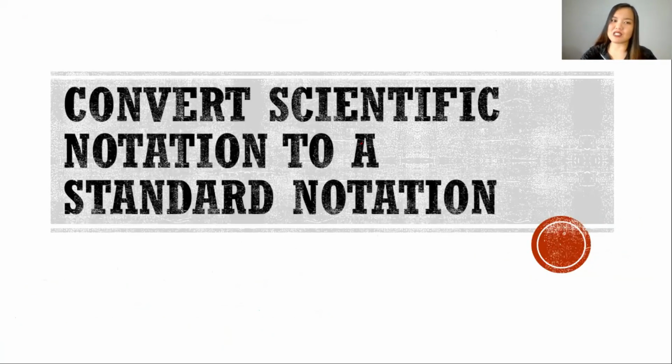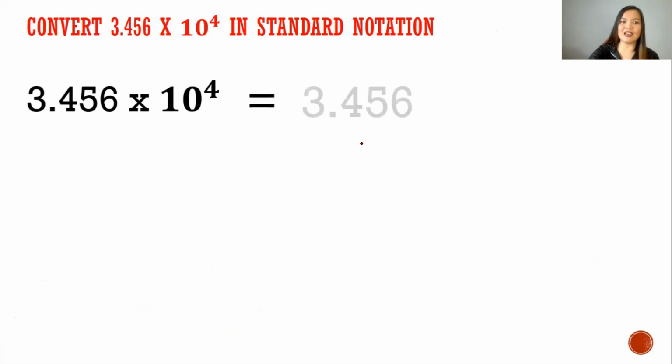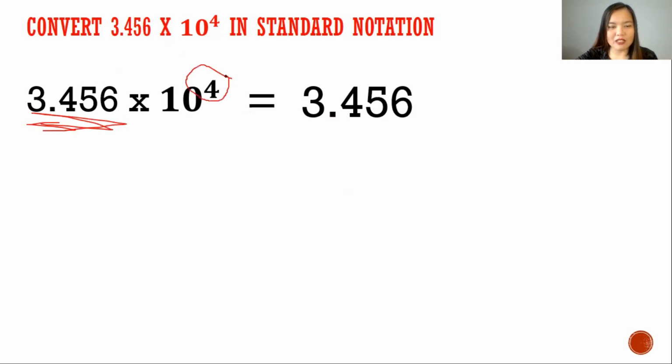Okay, let's have the next lesson, which is converting scientific notation to standard notation. This one is easier because you just count decimal places. Convert 3.456 times 10 raised to 4 to standard notation. First, write the given, and then write the original C. The exponent is 10 raised to positive 4. When it's positive, we go to the right; when it's negative, we go to the left. Since it's positive, we go 4 places to the right: 1, 2, 3, 4.